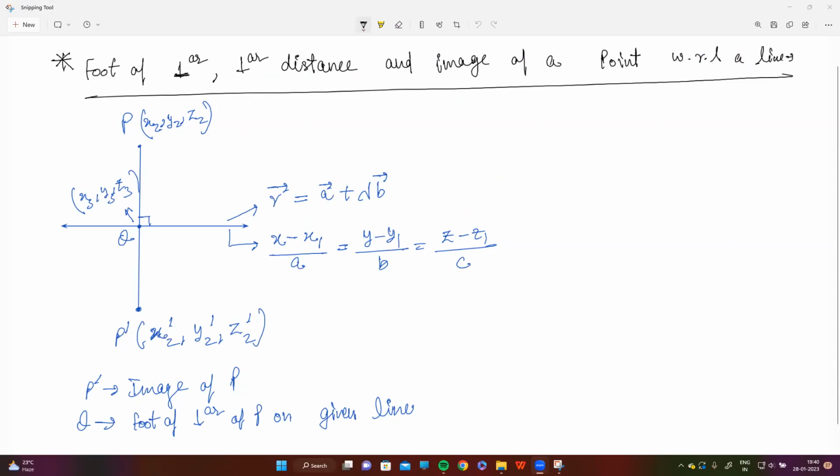Okay, let's first understand what is the foot of perpendicular, the perpendicular distance, and the image of a point with respect to a line. I will explain this in vector as well as Cartesian form. Let's say this point is P, which is (x2, y2, z2). The equation of the line in vector form is r = a + λb, which can be written in Cartesian form as (x − x1)/a = (y − y1)/b = (z − z1)/c.